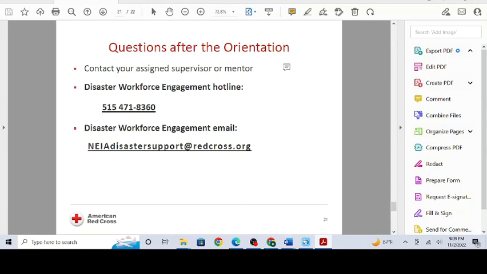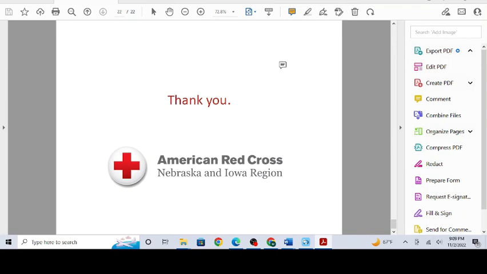Depending upon how you want to access it, you can either call the Disaster Workforce Engagement at 515-471-8360, or one can write an email at neiadisastersupport@redcross.org. Either of these two resources will work. Okay, so you can access them both that way. And that's the presentation. This is a presentation of the American Red Cross.